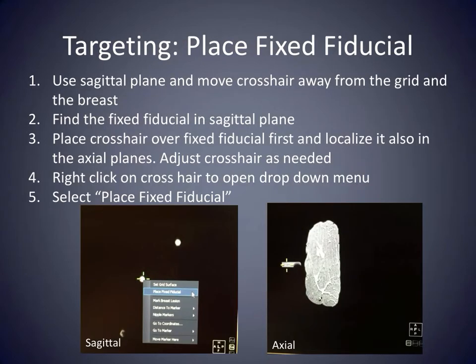The next reference points we need to provide for the computer software is the fixed fiducial position. Once again, utilizing the sagittal plane sequence, scroll through until you find these bright fiducials. For our institution, we place 3 fiducials, and the central one is the fixed fiducial. And you always want to provide the position of the fixed fiducial for the computer software first. Once again, place the crosshair over the fixed fiducial, right-click on the mouse to open the drop-down menu, and this time select Place Fixed Fiducial.